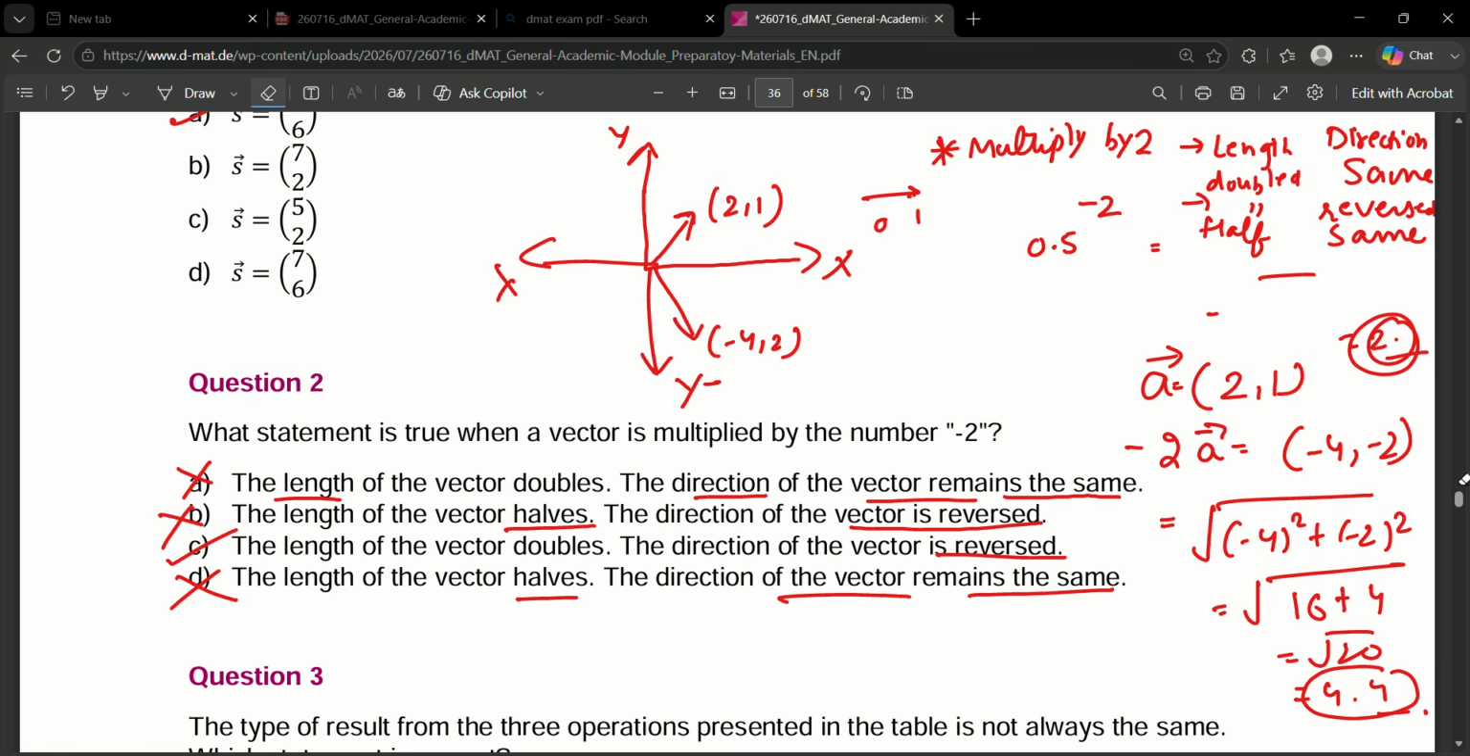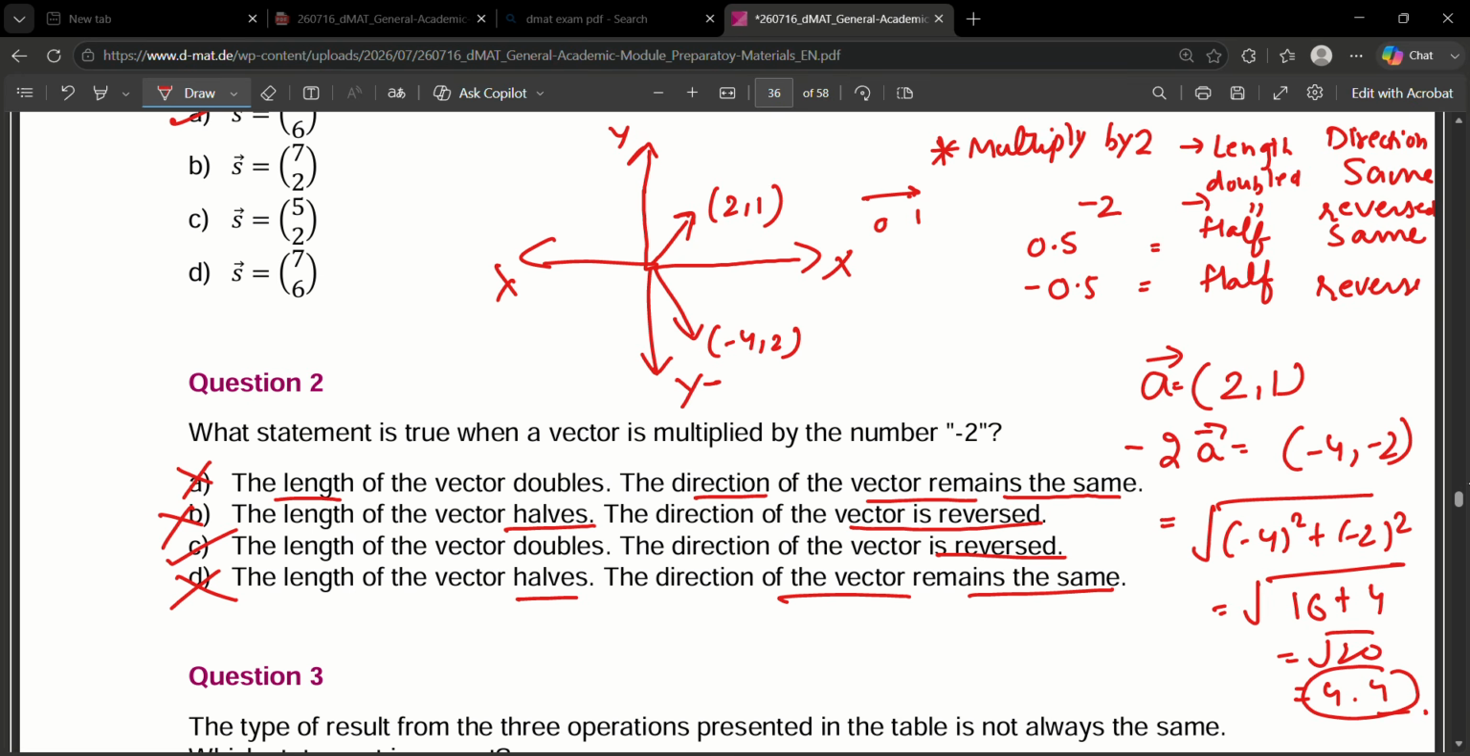If you multiply with minus 0.5, length halved, direction reversed. So just keep it in your mind, when you get a negative thing, obviously direction would be changed. When we multiply with half, length would be halved. When you multiply with double, length would be doubled. Direction would change with the minus sign on. Now move further to the third question.